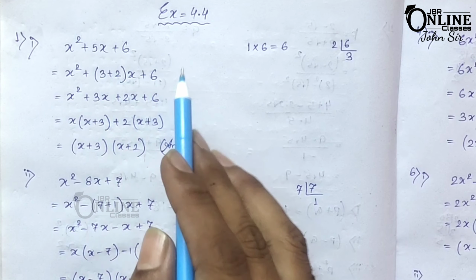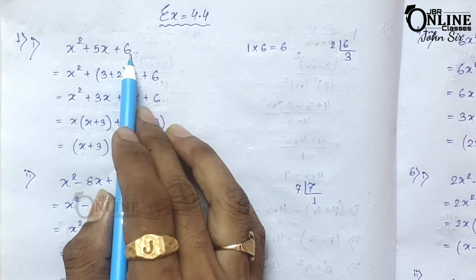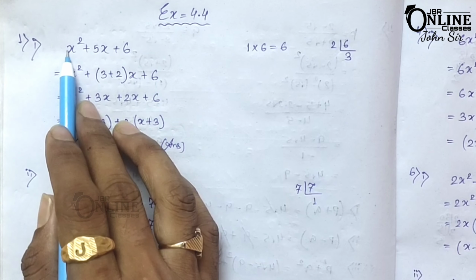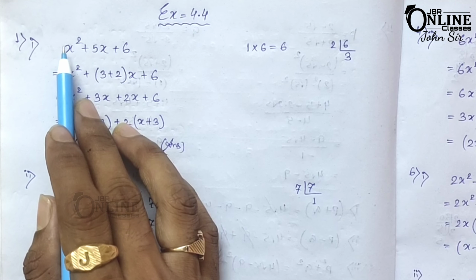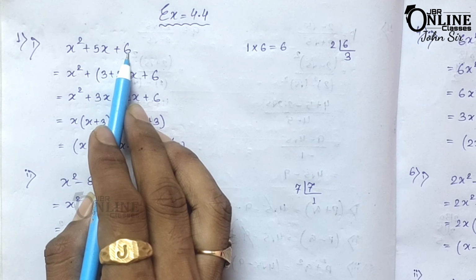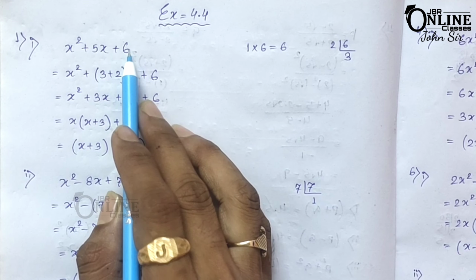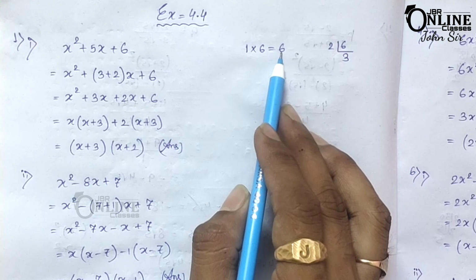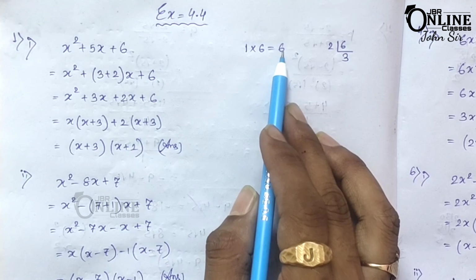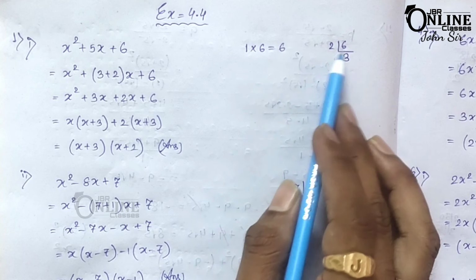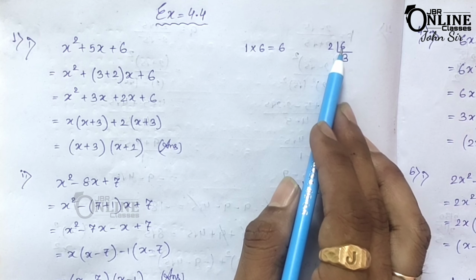In this method, first you multiply the coefficient of x square with the constant term. Here the coefficient of x square is 1 and the constant term is 6, so 1 into 6 becomes 6. As the middle term is 5x, now you have to factorize this number. To factorize 6, here 2 and 3 are the factors of 6.